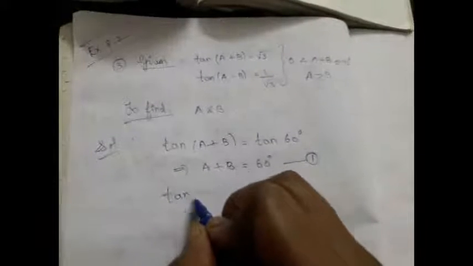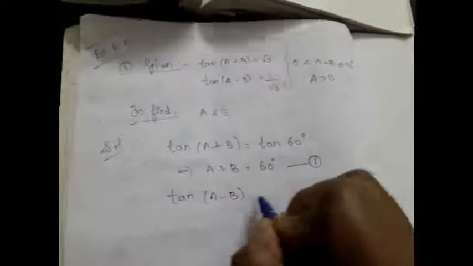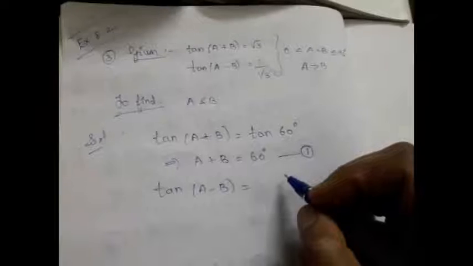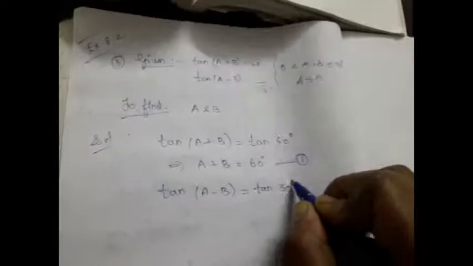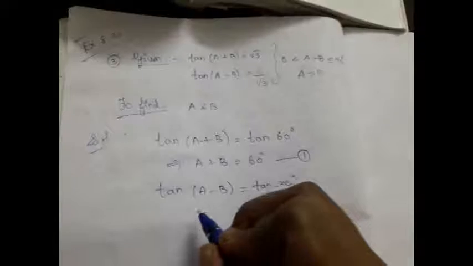Mark this as the first equation. Then similarly, tan(a minus b) is equal to 1 by root 3. When the tan value is 1 by root 3, it is tan 30 degrees. At 30 degrees only it is 1 by root 3. Therefore, this implies a minus b is equal to 30 degrees. Mark this as the second equation. Now solve for a and b from the first and the second equation.